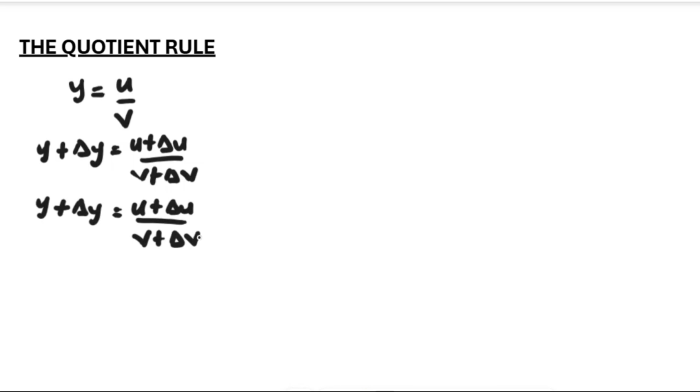So y plus delta y gives us u plus delta u over v plus delta v. Now you might wonder, why am I rewriting what we have here? It's because I want to do something. There's a concept in mathematics that we call rationalization. When you're trying to rationalize something, you are trying to use the concept of difference of two squares in the denominator, so that what you have at the denominator is not a mixture.